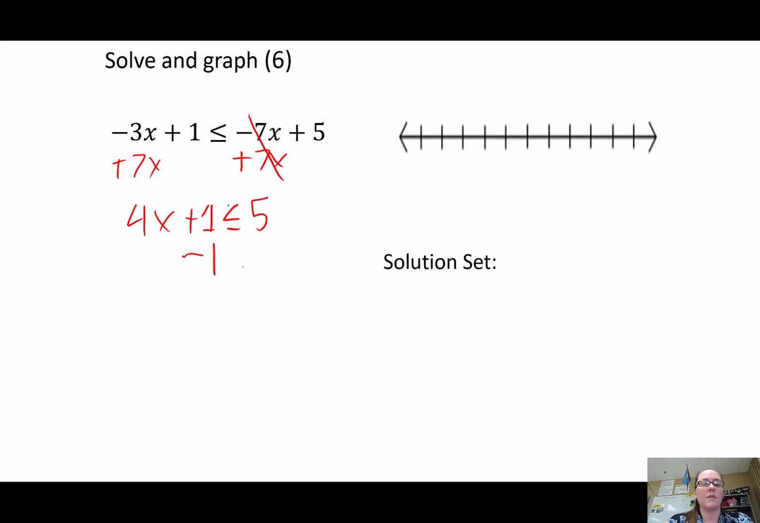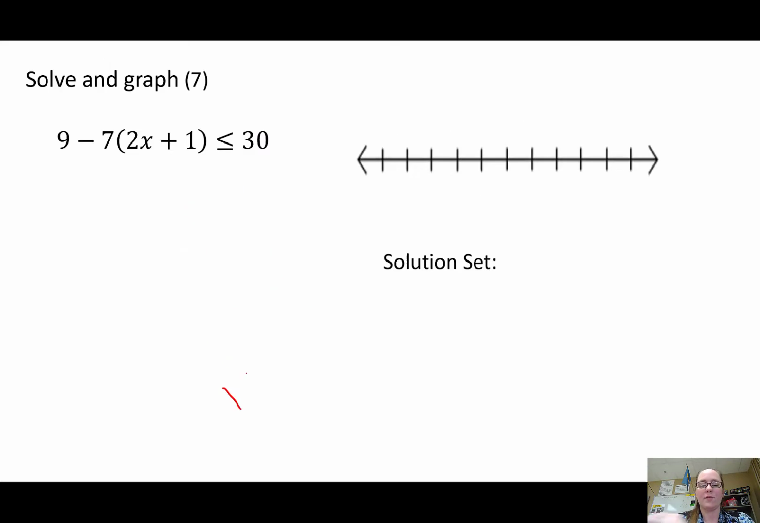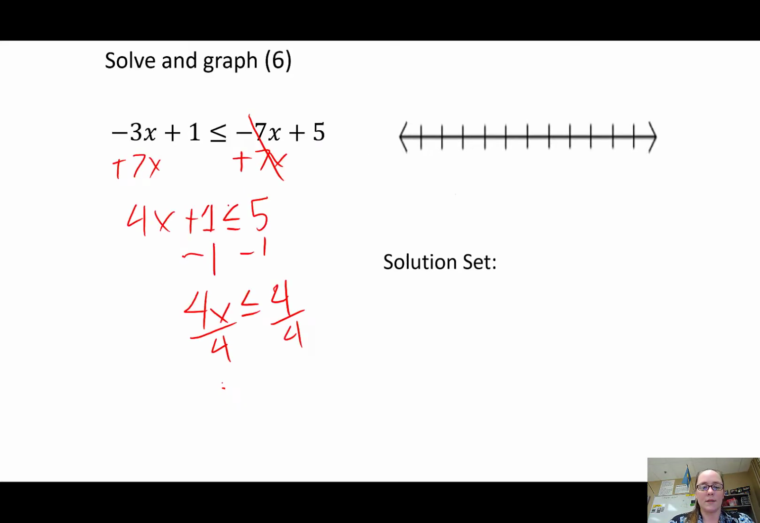Now solving a two-step, minus 1 on both sides, I get 4x is less than or equal to 4. Divide both sides by 4, and I get x is less than or equal to 1. So, at 1, I'm going to have a filled in circle, and I'm going to shade to the left.